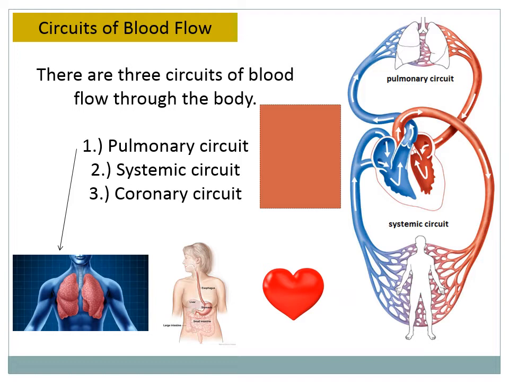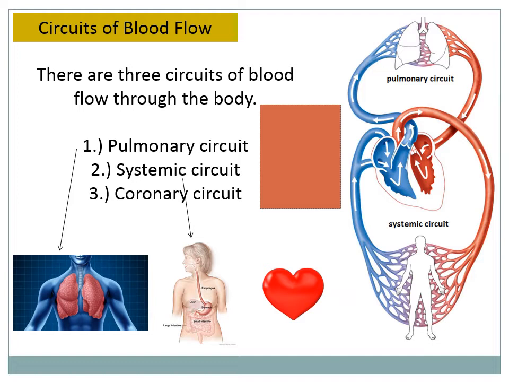We also have the systemic circuit, which is essentially everything except for your lungs and your heart. So the systemic circuit is everything except for your lungs and the heart muscle itself. Any other tissue that we have would be systemic.